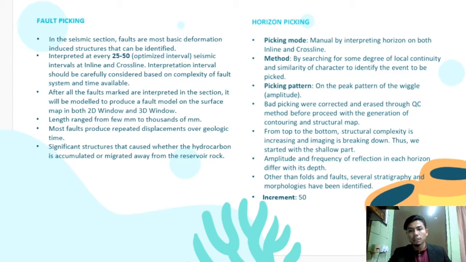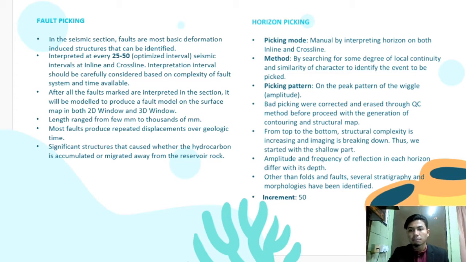For faults, we know that this is the basic deformation-induced structure in the seismic. So we pick the fault and interpret it between 25 to 50 increment so that it will be more accurate. The lesser the increment, the more accurate the fault that we can get.